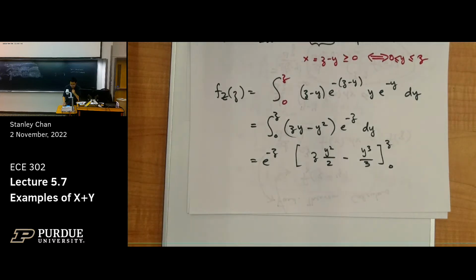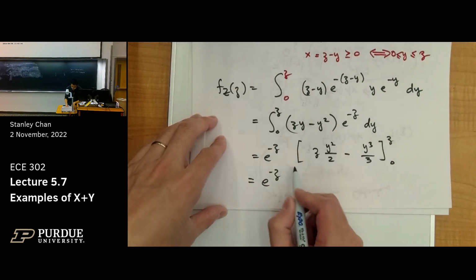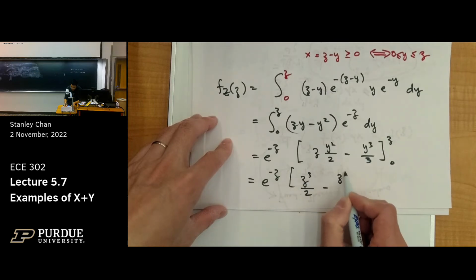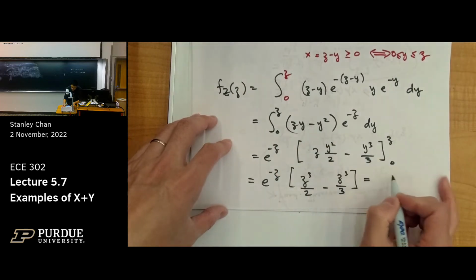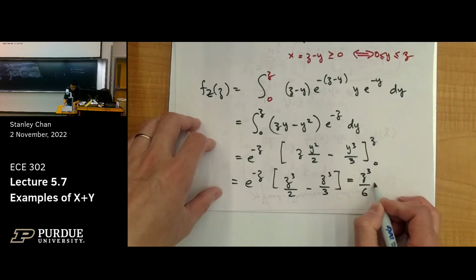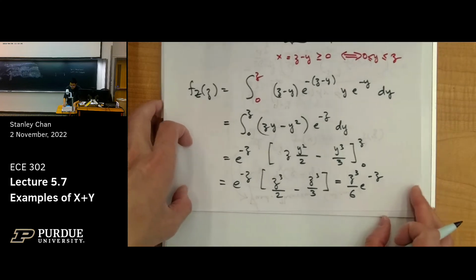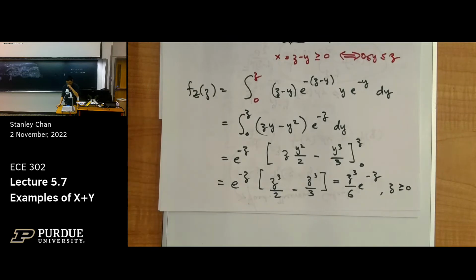And then let's do the calculation. So you plug in the z for the y here. So you have z cubed divided by 2 minus z cubed divided by 3. The other one would be 0. So you have z cubed divided by 6 times e to the minus z. Good. And this is for z bigger than or equal to 0.